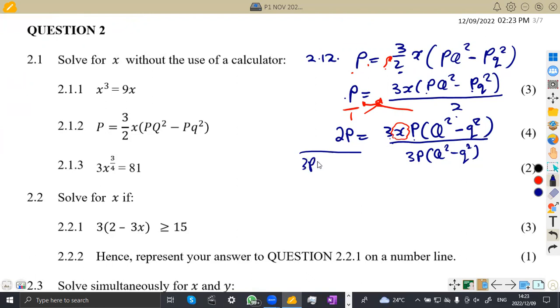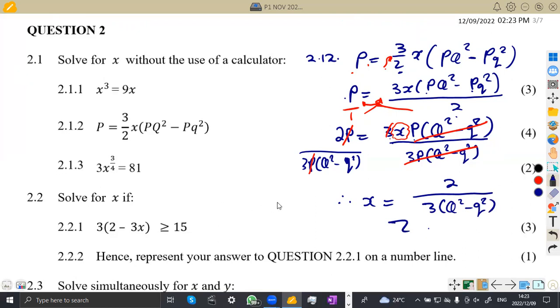So we're going to divide also here by 3p q squared minus q squared. So this would definitely cancel out with this, and we remain with x. So therefore, our x is going to be this and this, but here we can see that the p and the p outside can cancel. So this p and this p outside of the bracket can cancel. So it's going to be 2 over 3 into q squared minus q squared. So that is the value of x. You've simply made x the subject. So the question is simply asking you to make x the subject of the formula.